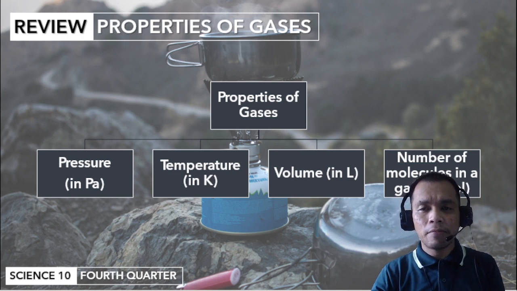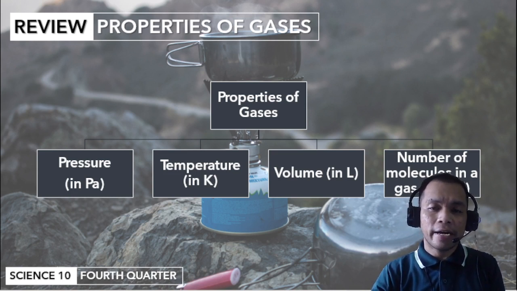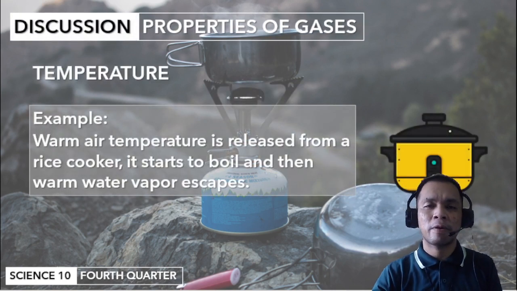And lastly, the number of molecules in a gas. And this one is discussed in your grade 9. This one is measured in terms of mole. And sometimes, when we try to refer to the mass of the gas, we refer to the mass in grams, correct? Okay, let's go over the different examples of these properties.